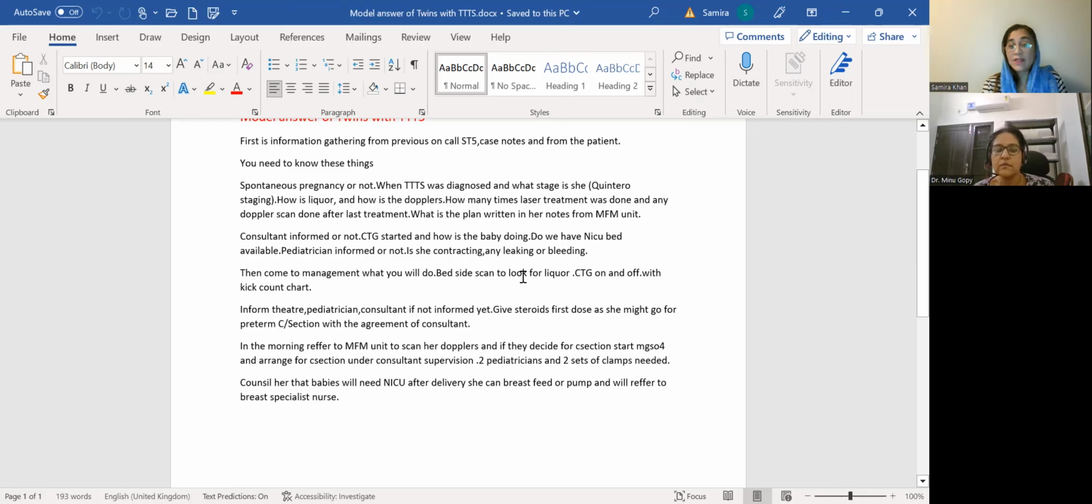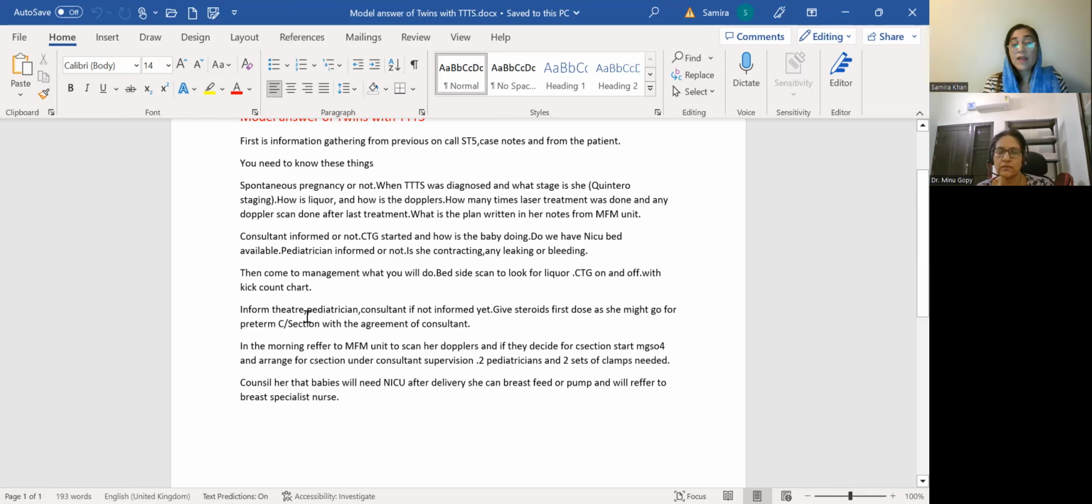And you talked about bedside scan for liquor, and CTG on and off you can do, or once admission CTG, or then checking the fetal heart rate. Actually, this is a good idea, just to do admission CTG and then check fetal heart, give her kick count chart, and then check fetal heart every now and then by Doppler. There is nothing wrong in it, actually.